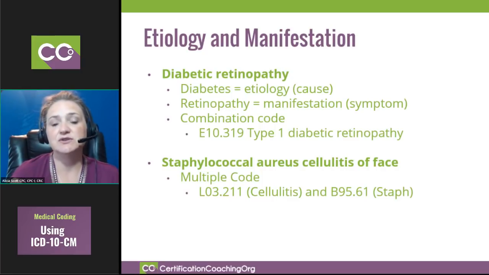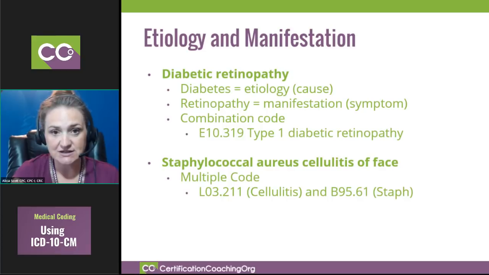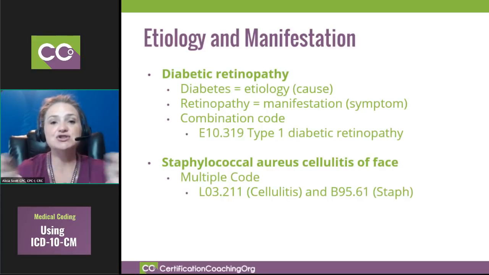You don't have to worry about if there's a combo code or not, because your manual is going to tell you. When you look at code L03.211, there's going to be a notation in your manual that says code also or use additional code for the type of bacteria if you know it. It'll even give you suggestions like B95. Go look over there. And when you look at B95 and you see the staphs, it's going to say, code first what caused it. That's part of the guidelines. It cross-references all the time in your codes.